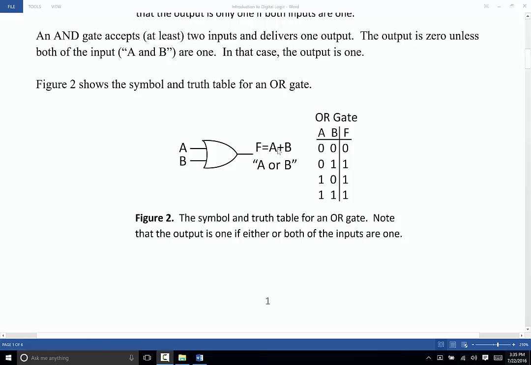The equation would say A plus B if this were regular algebra, but of course it's Boolean algebra, so this is A or B. If we see this expression, we'll say A or B. What does the truth table look like? Well, here's that same 4 combinations of the 2 inputs, but for an OR gate, as the name suggests, if either or both of the inputs are 1, then the output will also be a 1. The only way that an output of an OR gate can be 0 is if both of the inputs are 0. And so that's the logic, that's the characteristic of an OR gate.